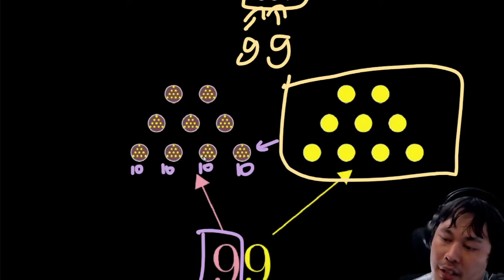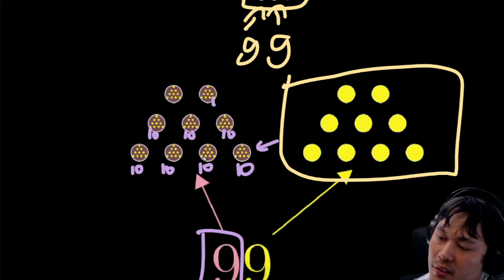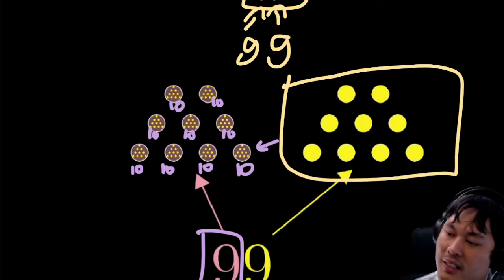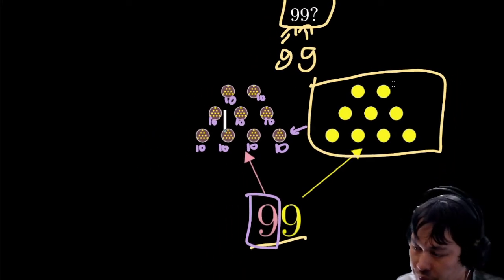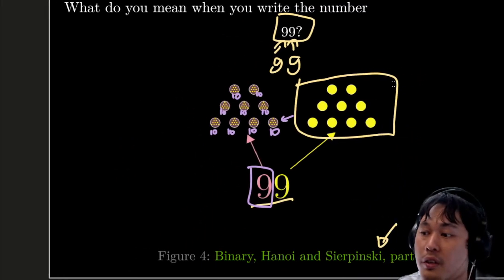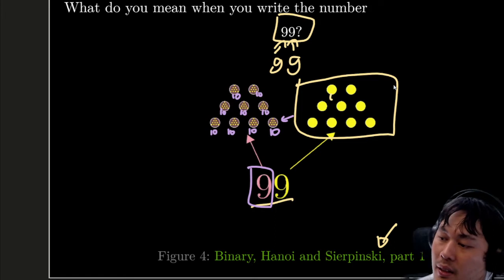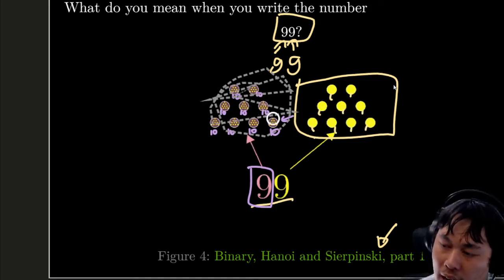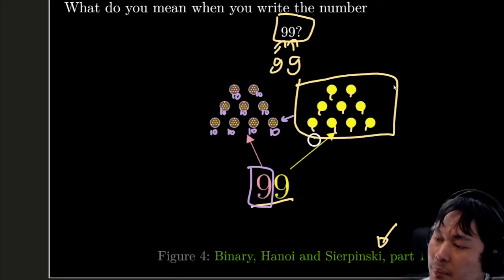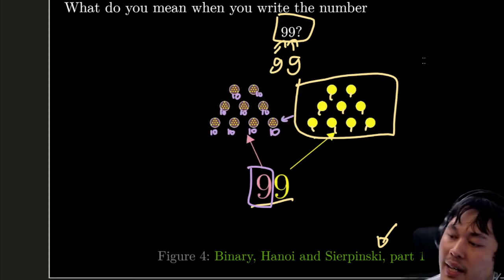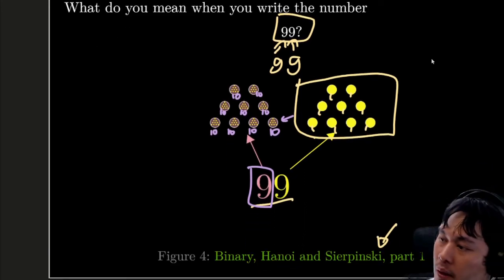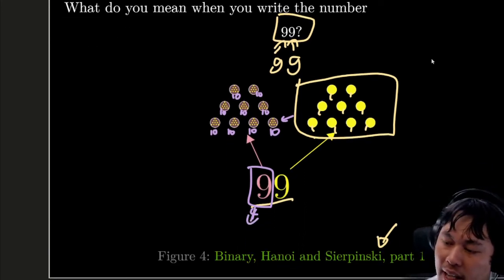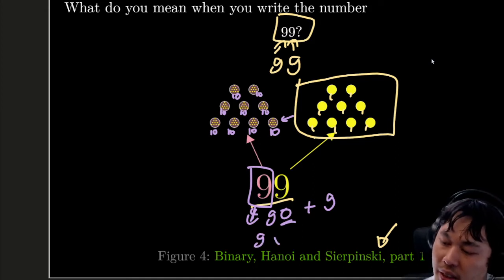And how many tens are there? We have 9 tens, that's 90. If you ask how many things there are in total, we say there are 9 tens, or 90, plus 9. So what do we mean by 99? That means this digit is 9. If you split it out, you get 90 plus 9, and this 90 is simply 9 times 10.